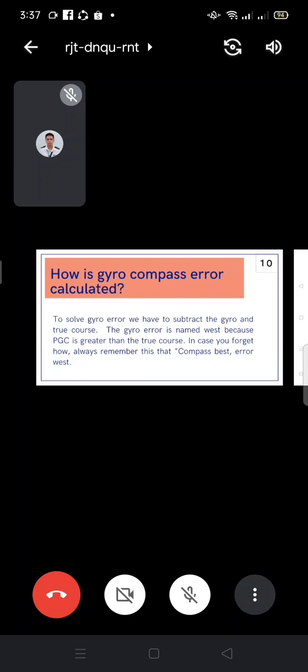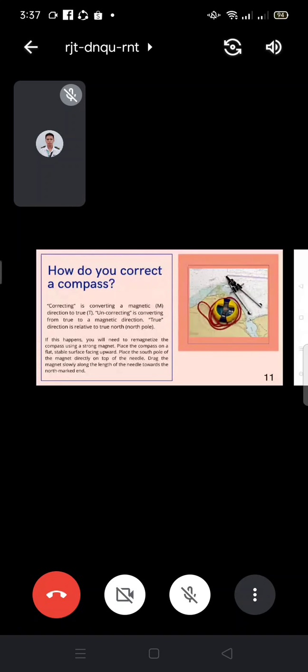So how is gyro compass error calculated? Solve gyro error. You have to subtract the true course from the gyro course. The gyro error name is west because the gyro course is greater than the true course. And in case you forget, always remember that compass best, error west.